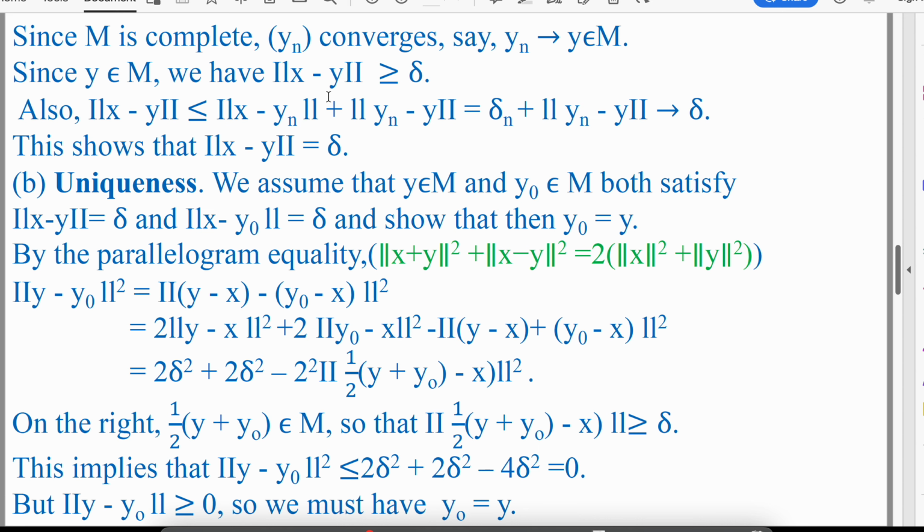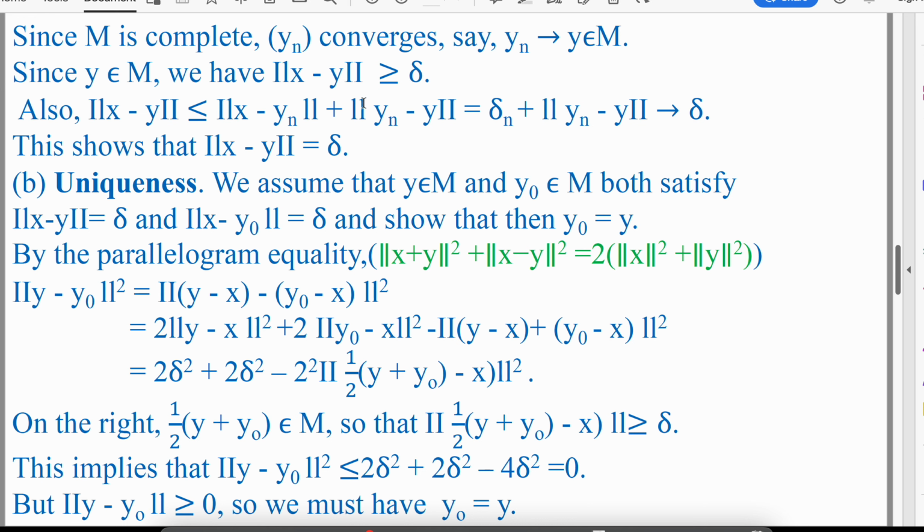Now norm x minus yn is equal to delta n, and norm yn tends to y. So because delta n also tends to delta and yn tends to y, it means yn minus y tends to 0. So norm yn minus y tends to 0, so it tends to delta. So it means norm x minus y is equal to delta.